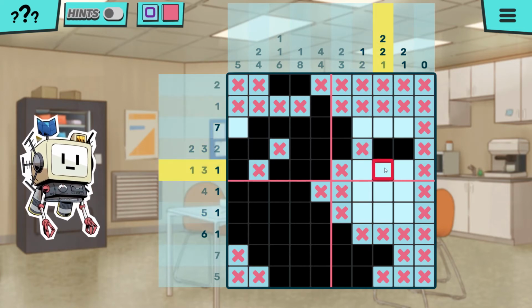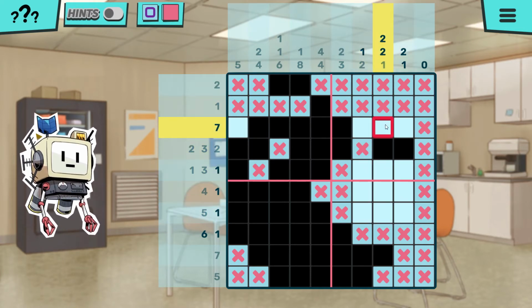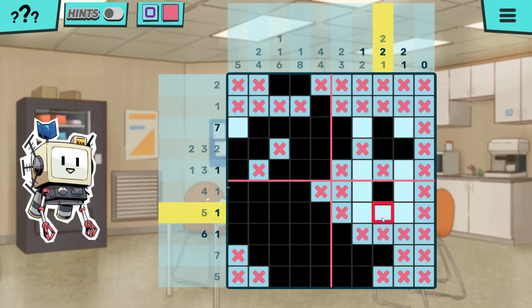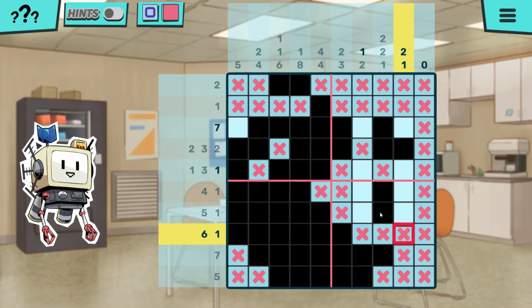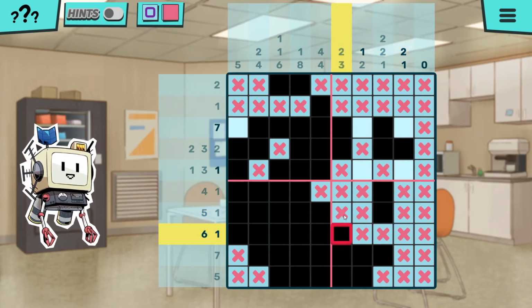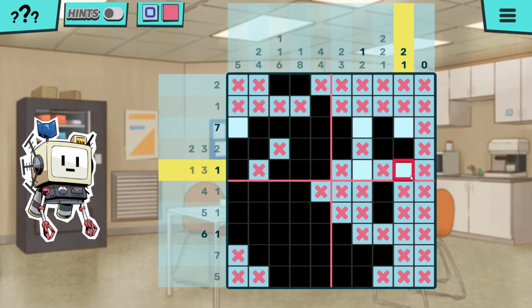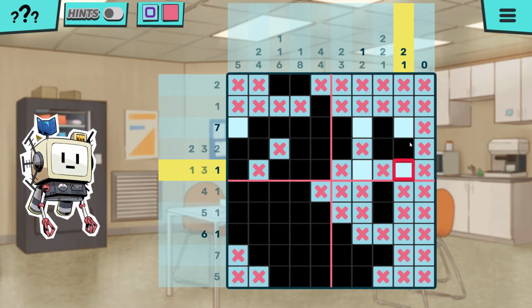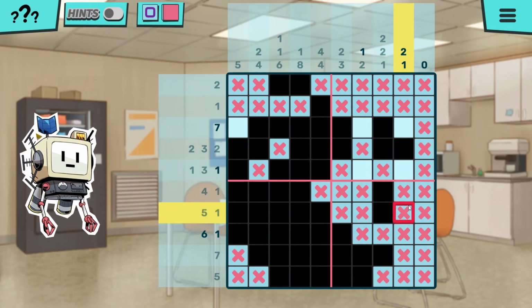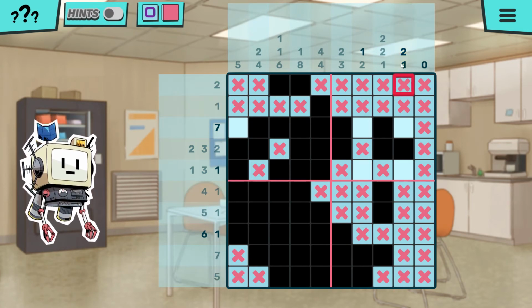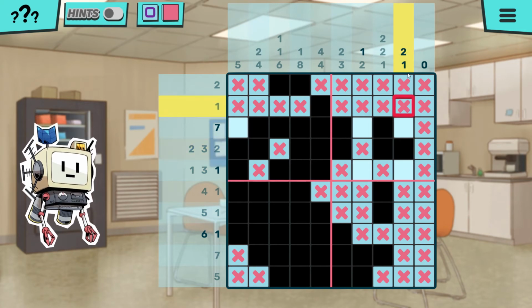Alright, there's 2, 2, 1 still. The 1 is gone. If this is 2, blank, 2 doesn't fit, so we have to do it like this. Which means these are blank. There's a 2 and a 1. Wait, that doesn't work then. Huh. This doesn't check out. I can't put a 2 and a 1 in there.